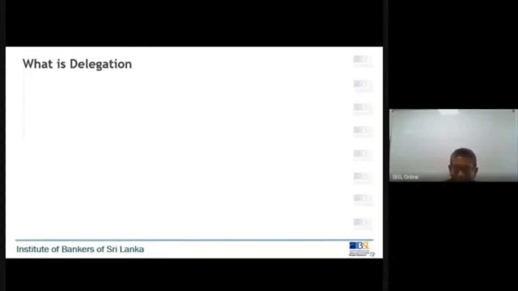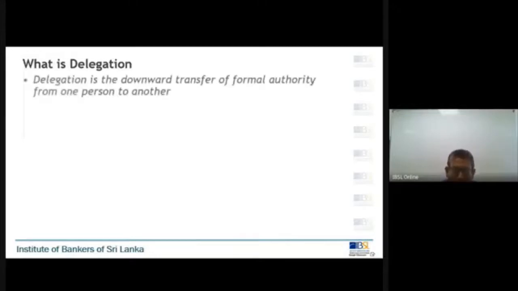Right. So what is delegation? Just write it simply in some small place. Delegation is the downward transfer of formal authority from one person to another. Delegation basically is a management activity, delegating some of the work with authority to another person to do. So that is delegation. Delegation is the downward transfer of formal authority from one person to another person.